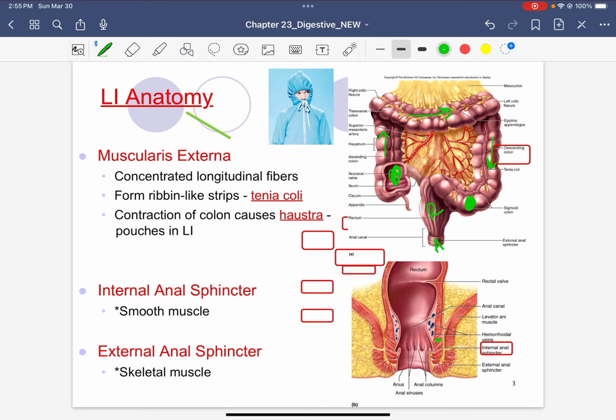Remember, the internal anal sphincter is closer to the opening and it is made up of smooth muscle, whereas the external anal sphincter is skeletal muscle, so that we can voluntarily release the poop.